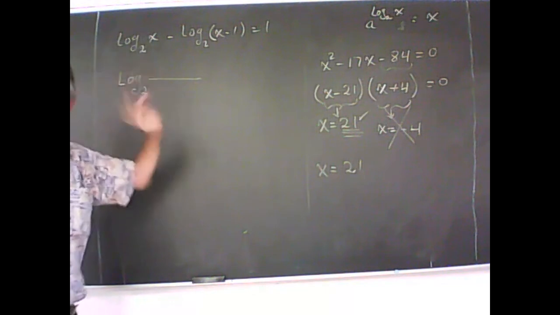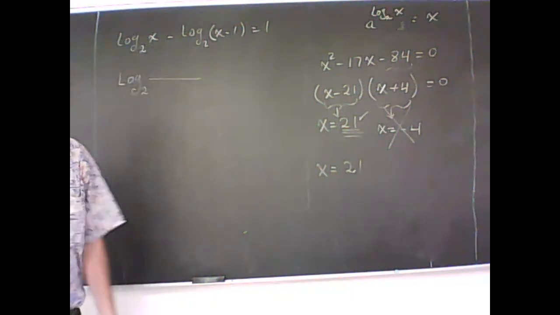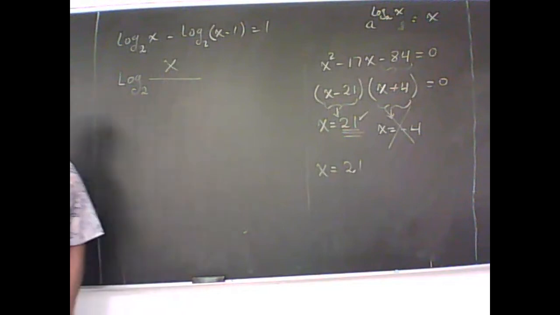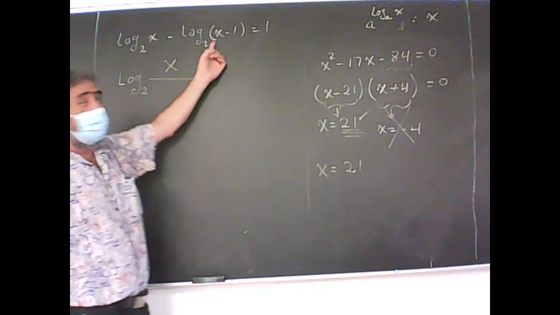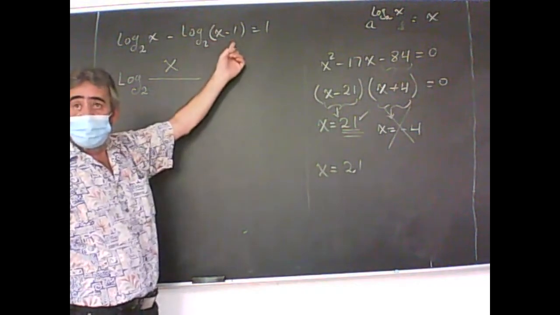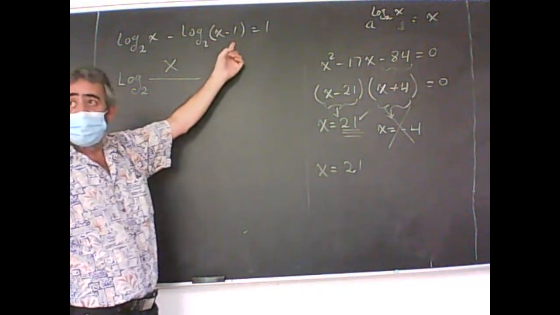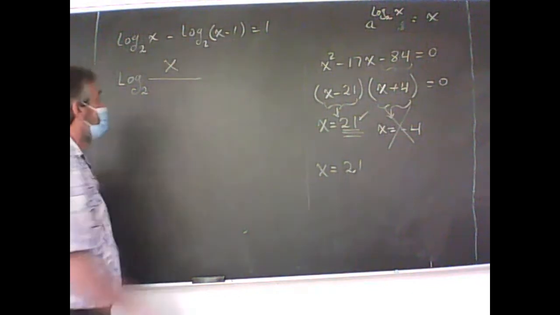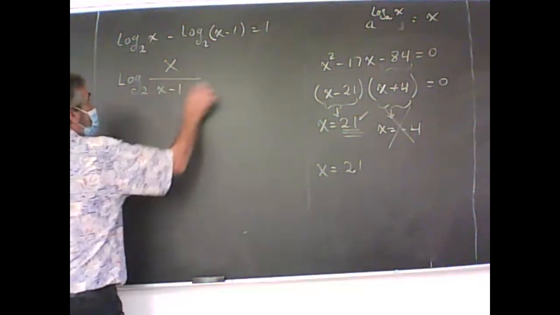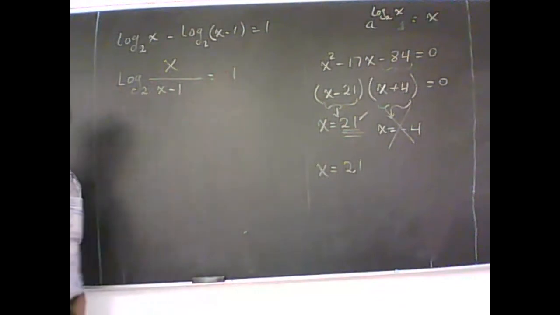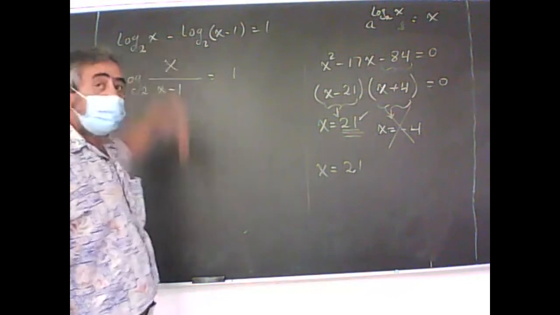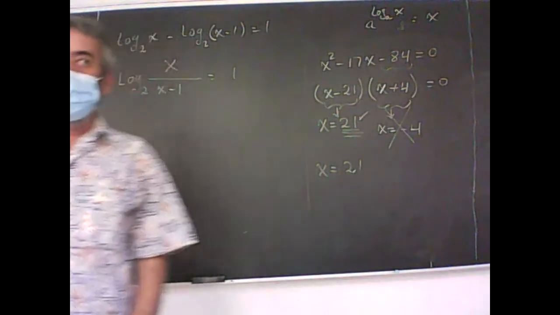Let's look in front of it. Is it positive or negative? Positive, meaning it goes on top. The second one is x minus 1. Is that positive or negative? Negative. Goes top or bottom? Bottom. We don't have any coefficients, so we don't have any exponents.